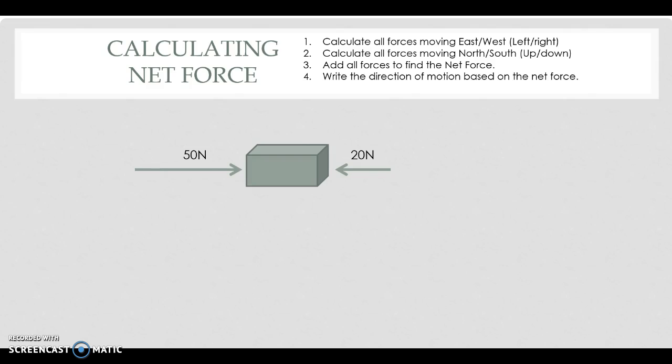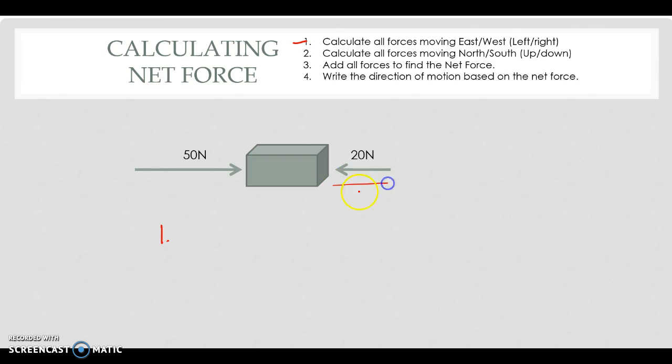You don't necessarily have to follow this four-step process, but it is one that will lead to you making fewer mistakes when calculating net force in the future. So step one of this process says that we need to calculate all forces moving east and west. So I'm looking for any arrows that are pointing east or west having to do with this object.